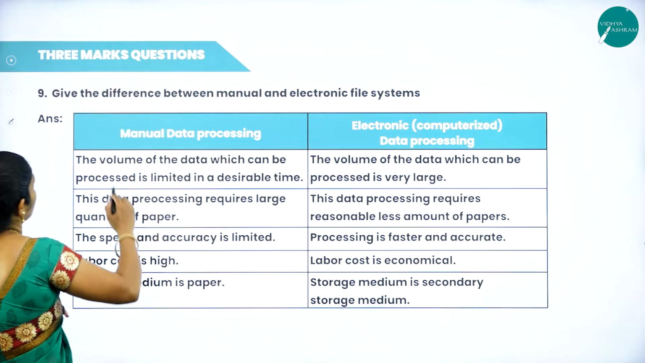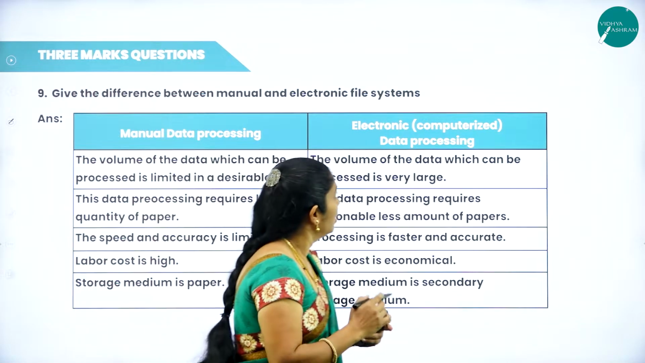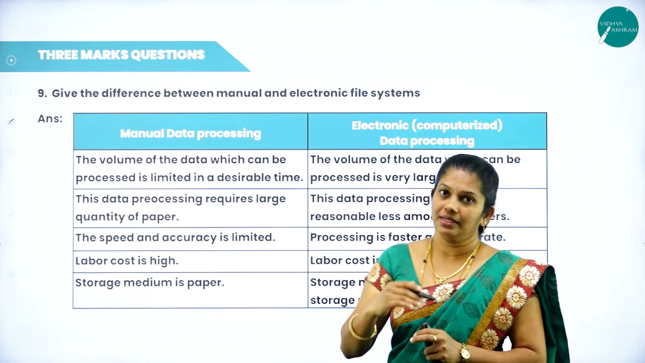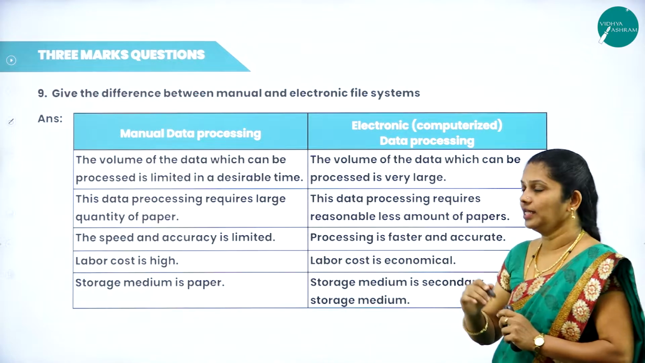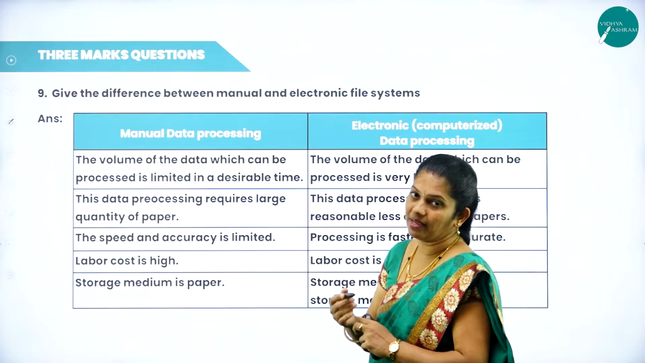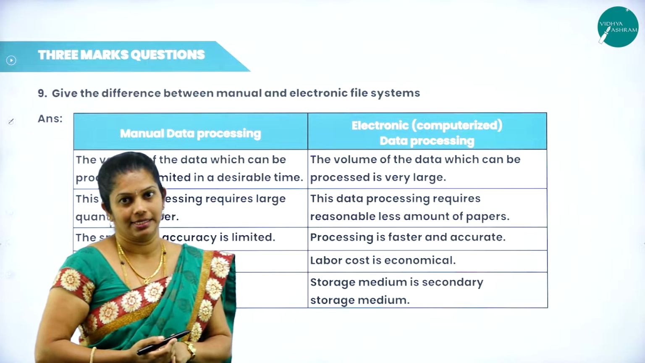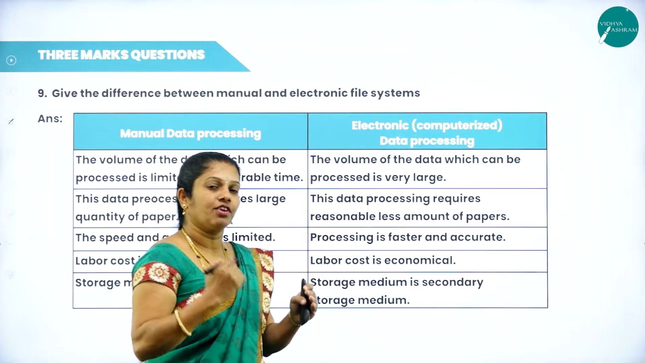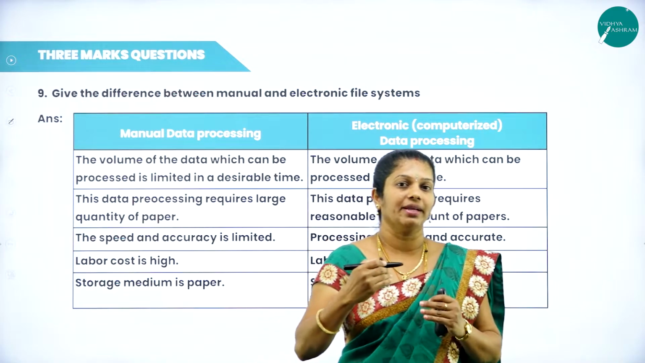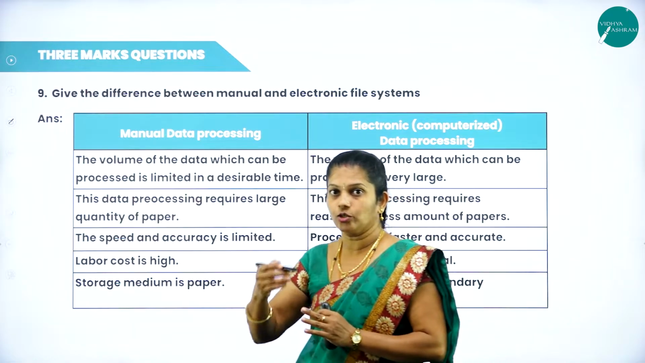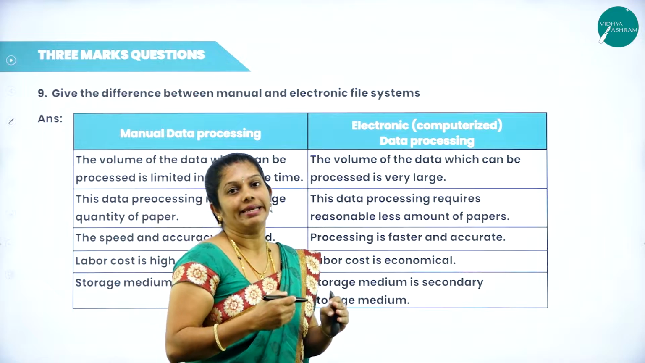Next, for 3 marks, you can expect: give the difference between manual and electronic file system. You can get this question for 3 marks as well as for 5 marks. Manual means the work is done by human beings, whereas electronic means the work is done with electronic devices. In manual work, if I do a particular task from morning till evening, I get tired, is it not? Whereas with electronic devices, the system does the same work from morning till evening and does not get any tiredness.